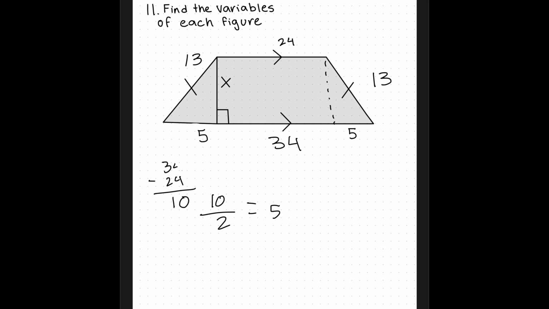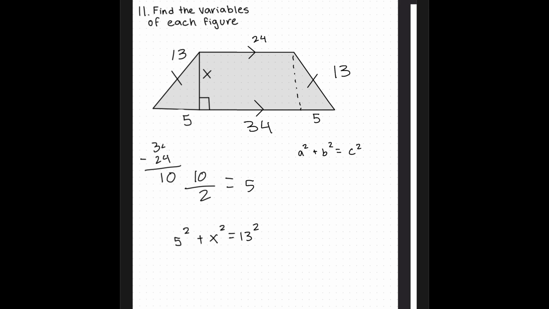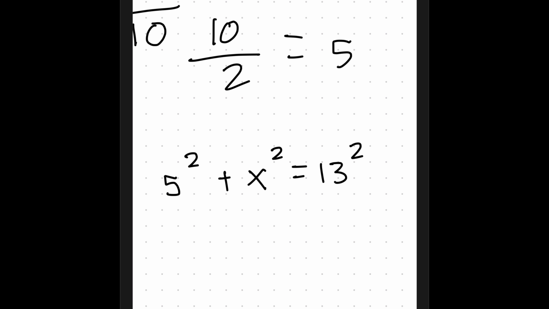And now what we can do here is solve using the Pythagorean theorem. So this 5 would be the short end. So we need 5 squared plus x squared, which is what we're solving for, equals 13 squared. And we are using this because the Pythagorean theorem is a squared plus b squared is equal to c squared. Okay. And so if we solve this, first we're going to do 5 squared. 5 times 5 is 25 plus x squared is equal to 13 squared.